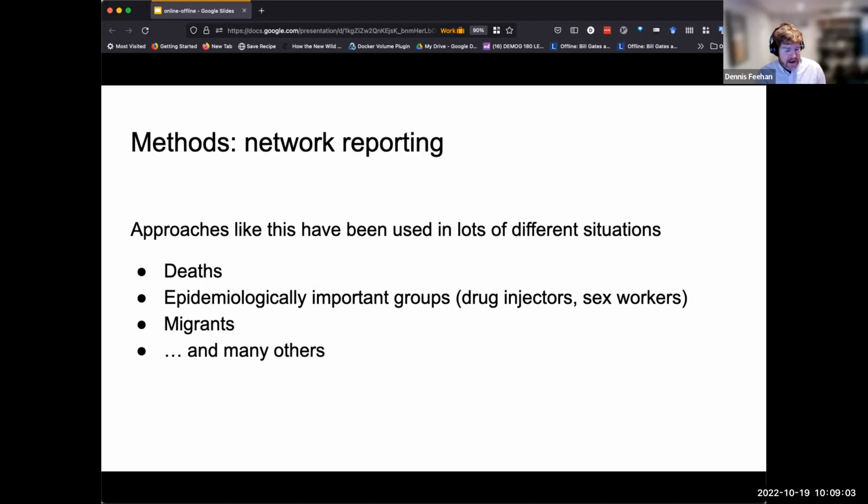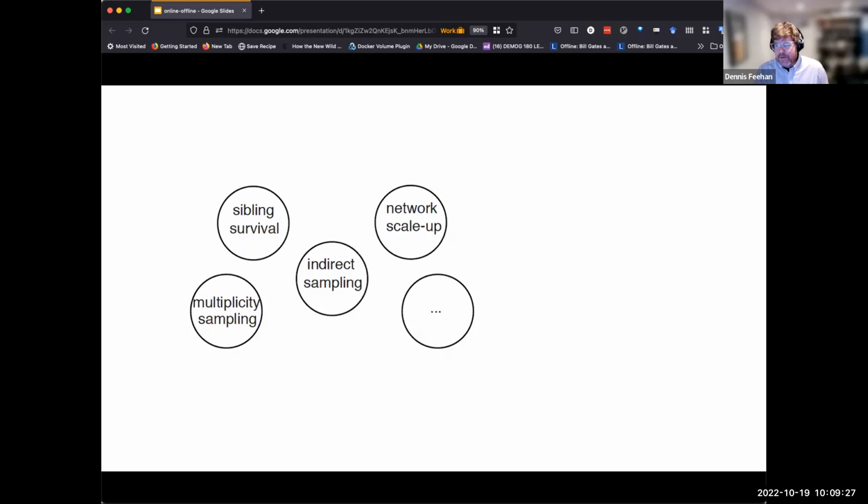So for example, I was first brought to this method because I'm a demographer, and in demography, we have an approach that tries to learn about deaths by asking people about their siblings. There's also a method called network scale-up that's been used to study epidemiologically important groups like drug injectors and sex workers. Other researchers have used techniques like this to learn about migrants, people who have moved away, and lots of other situations. So there are a lot of different individual methods that are based on this idea that you can ask survey respondents to report about other people.